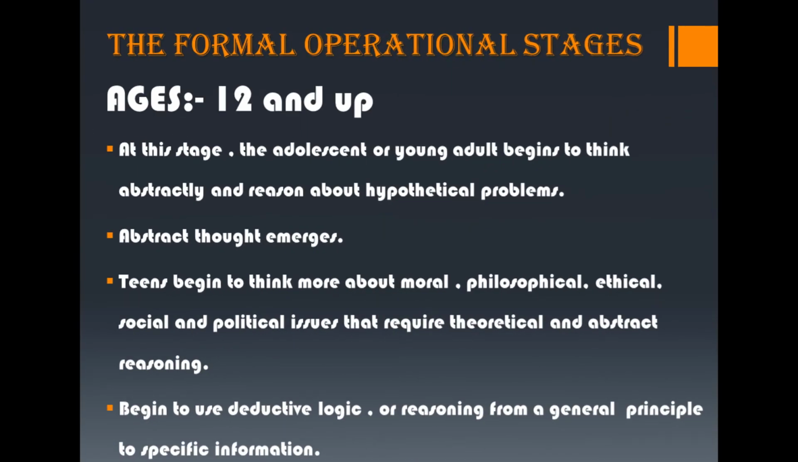As we have seen in the above video, the formal operational stage is age 12 and up. Major characteristics and developmental changes: At this stage, the adolescent or the young adult begins to think abstractly and reason about hypothetical problems. Abstract thought emerges. Teens begin to think more about moral, philosophical, ethical, social, and political issues that require theoretical and abstract reasoning. They begin to use deductive logic, or reasoning from a general principle to specific information.